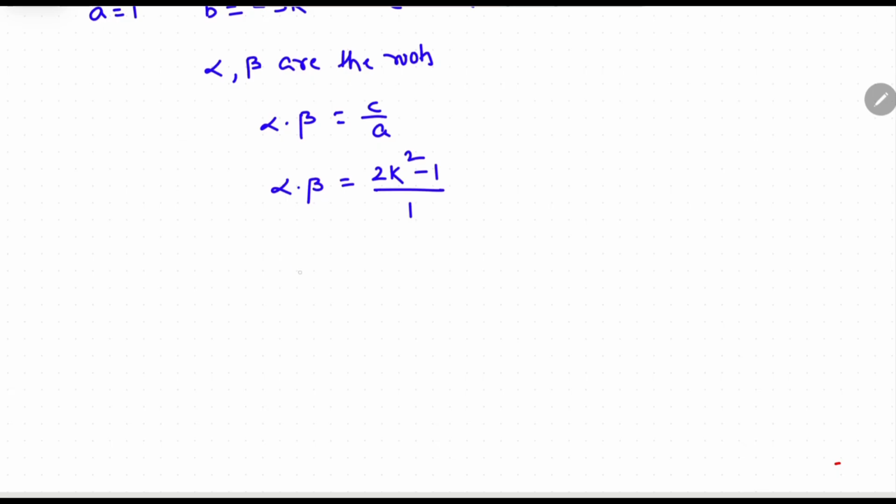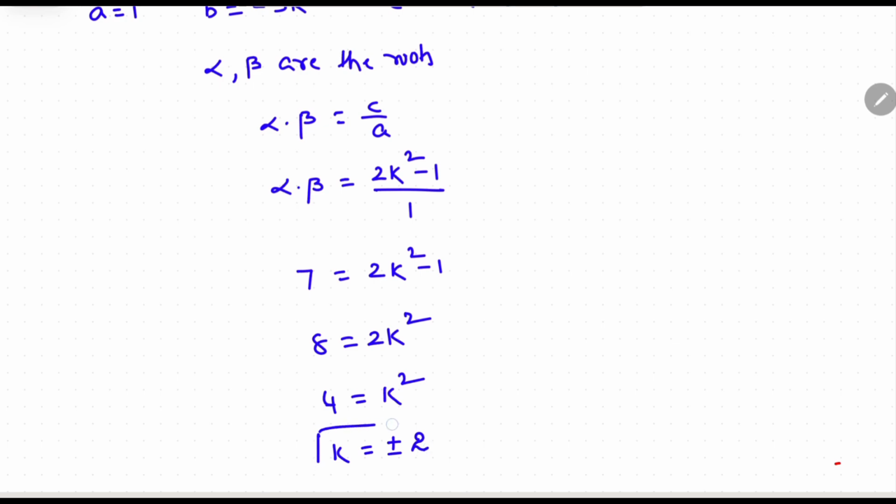So 7 equals 2k square minus 1. So I am not writing by 1. I am transposing: 8 equals 2k square. Therefore 4 equals k square. So k will be equal to plus or minus 2, applying roots on both sides.